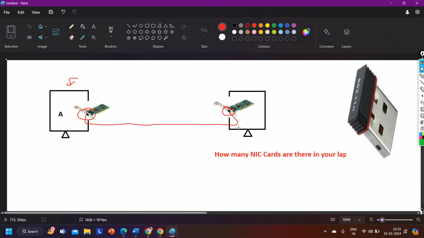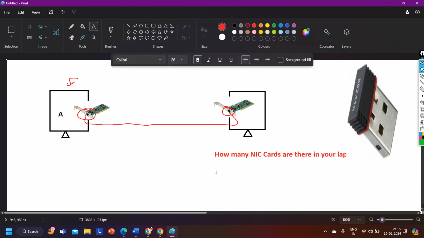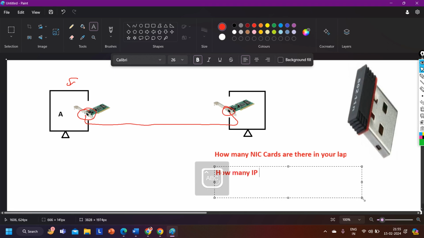And guys, now the second question. How many IP addresses can I configure on a computer? How many NIC cards are available? Not only one, because you have multiple ports and interfaces to connect your computer to the network. That means you can configure multiple IP addresses. One IP address is required on one port. Correct? An IP address is nothing but what? Identification of a port.